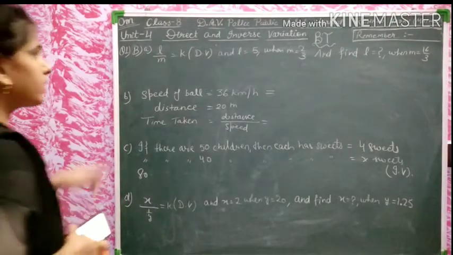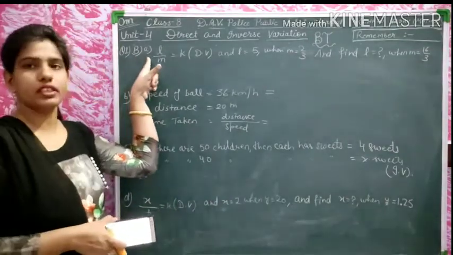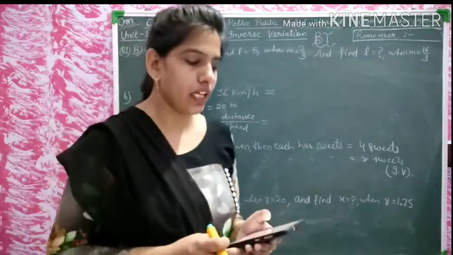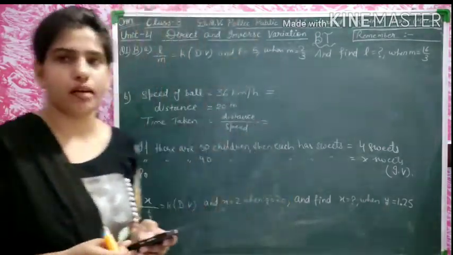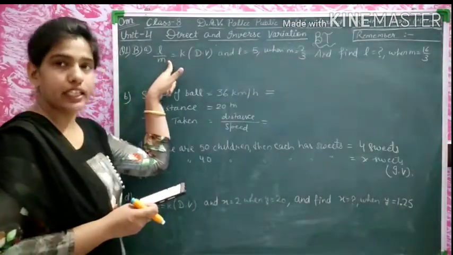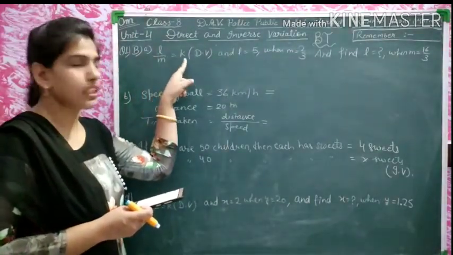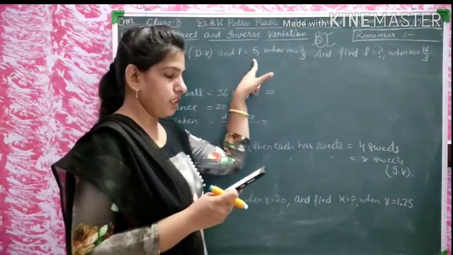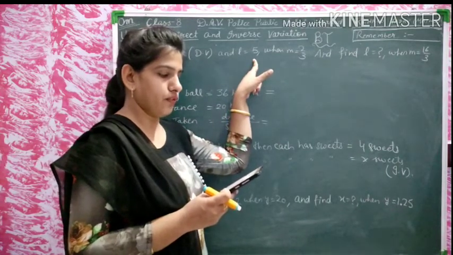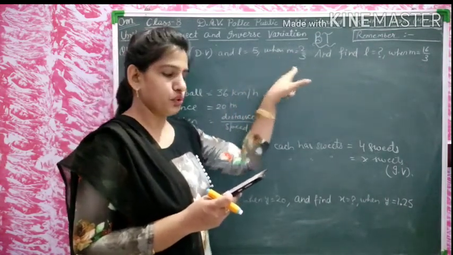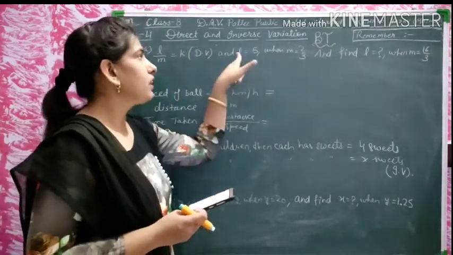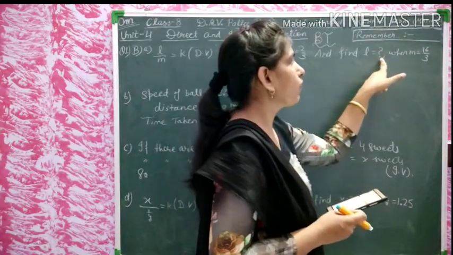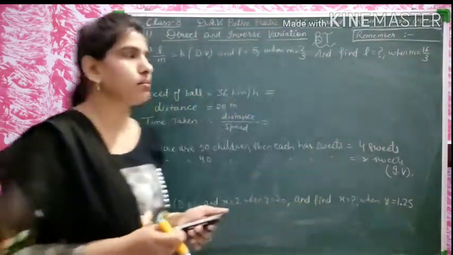Now students, there is the part B, and of part B there is the part A here. Now there is the question here: L varies directly as M. L varies directly, it means their ratio is constant. L is equal to 5 when M is equal to 2 by 3. We have to find the value of L when M is equal to 16 by 3.